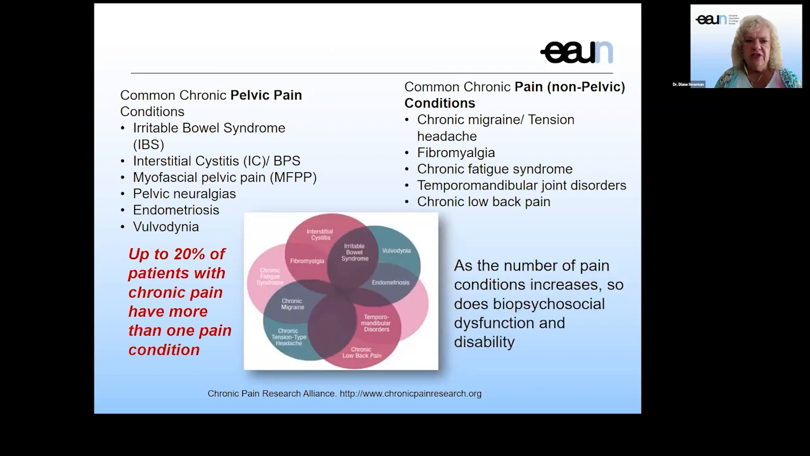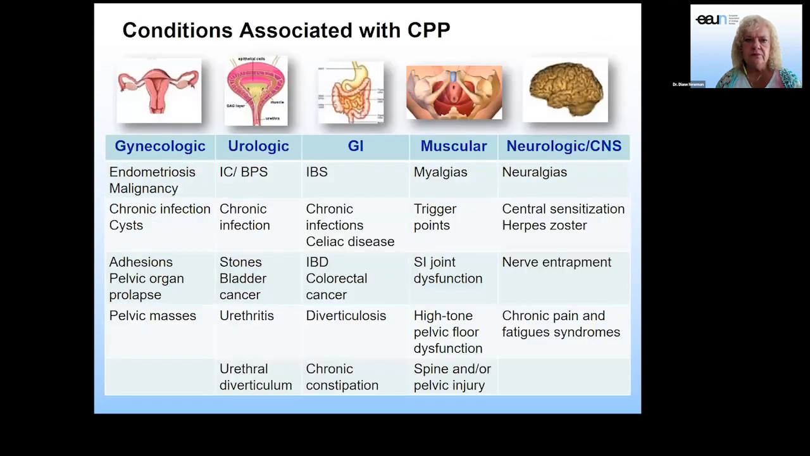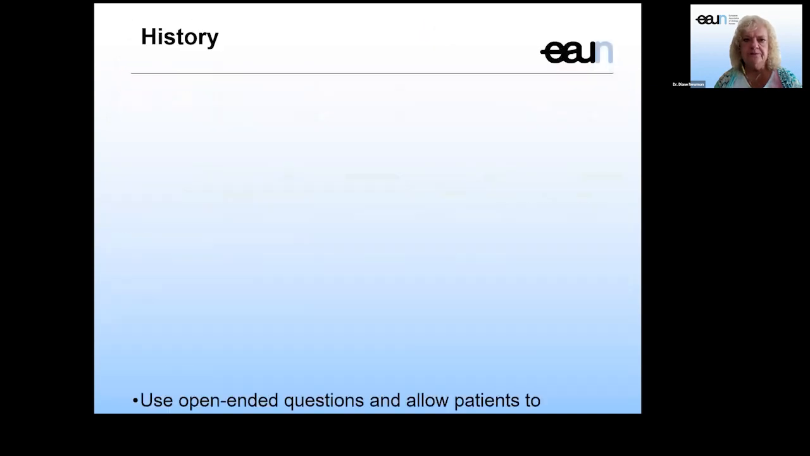But up to 20% of patients with chronic pain have more than one pain condition. That's really why these patients are so complex, and they are so disabling to that individual. This is, I think, a nice chart to show you the associated conditions that we see with chronic pelvic pain. And it goes to the span from gynecologic, urologic to neurologic. And I think we have to be aware of this because chronic pelvic pain is really a diagnosis of exclusion. And we have to think about all these other conditions when assessing these patients.